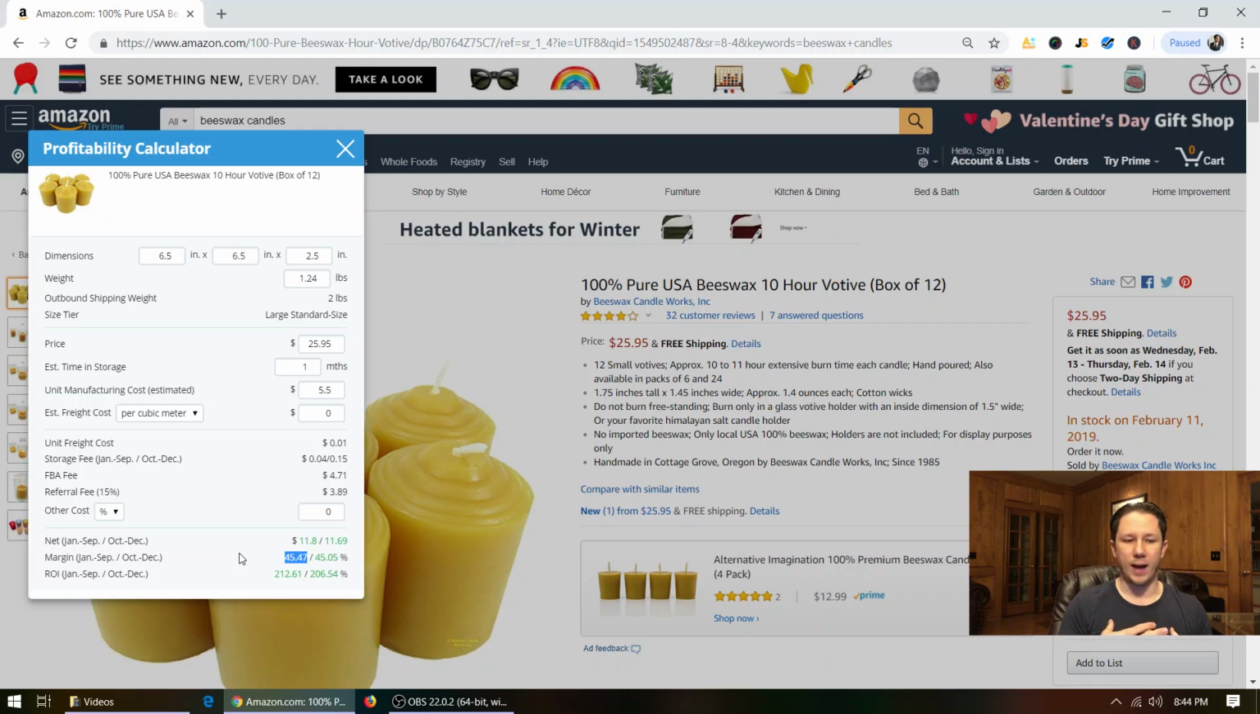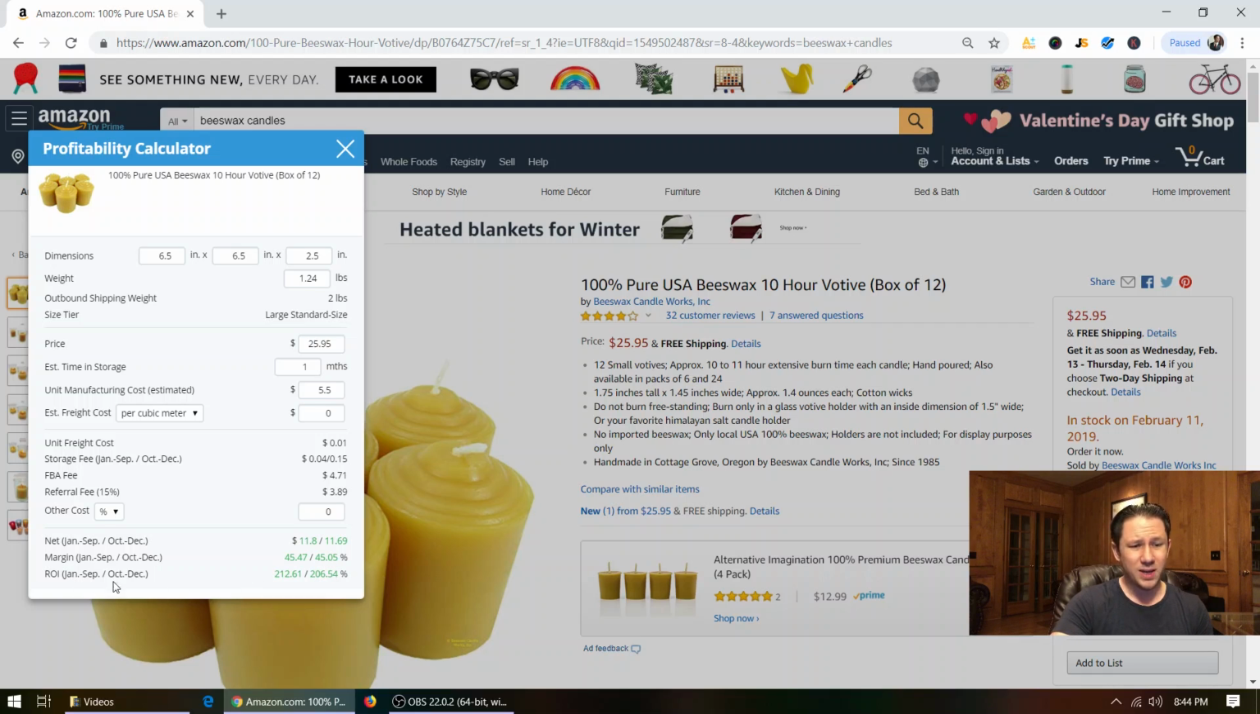I don't like to go with products under 30% unless there's a lot of money in volume, or just stay away from products for less than 30%. So you want the margin to be over 30%. Over 40% is amazing, really, really good. Anything near 50% is just like a home run. So this is 45%, and if I sell it in December, it's a third of a percent less.